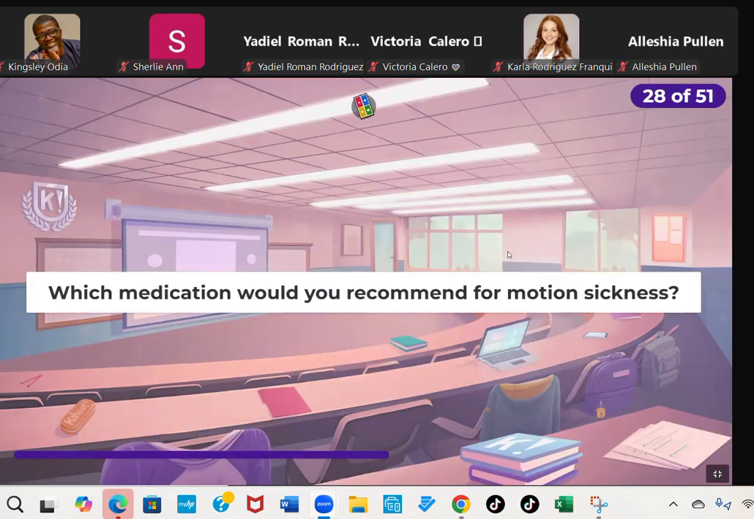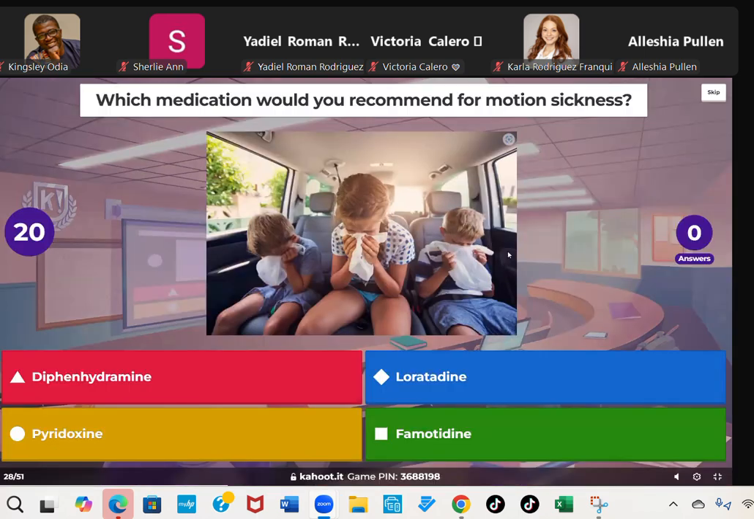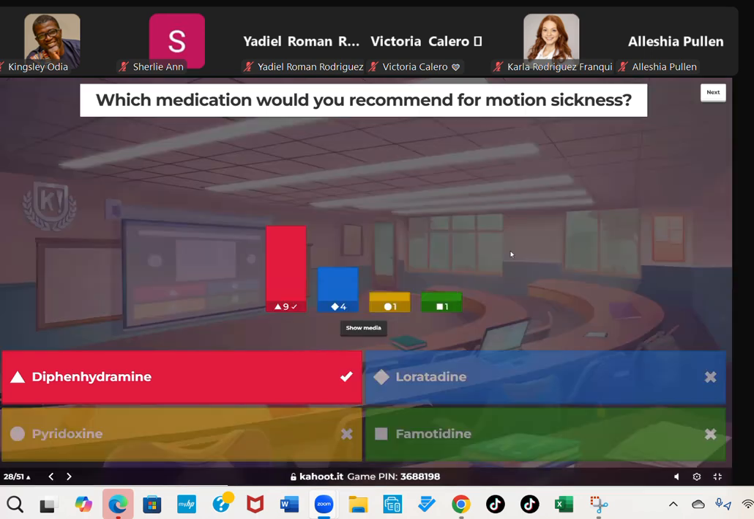Which medication would you recommend for motion sickness? Diphenhydramine, loratadine, pyridoxine, famotidine. Right, diphenhydramine is the correct choice.